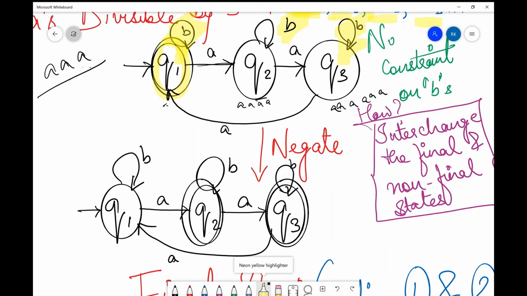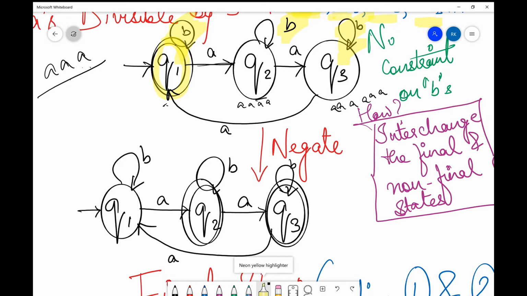So now, how do we negate a DFA? It is very simple, guys. You just interchange the final and non-final states, okay? Rest remains the same. So that is what I've done over here. Rest entire DFA is same. I've just interchanged the final and non-final states.